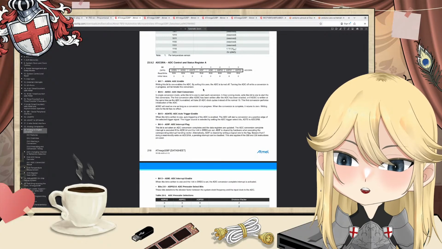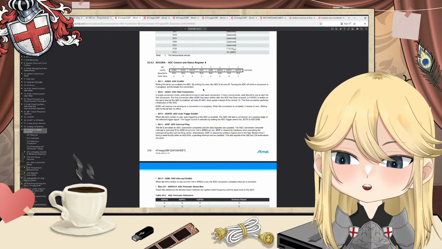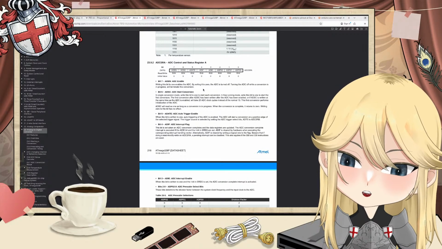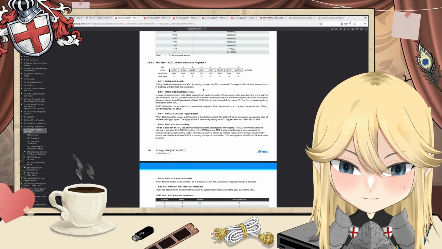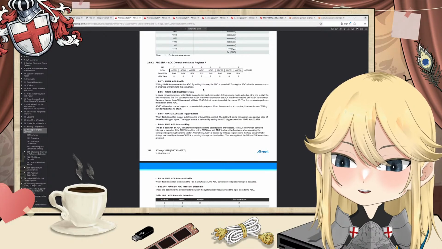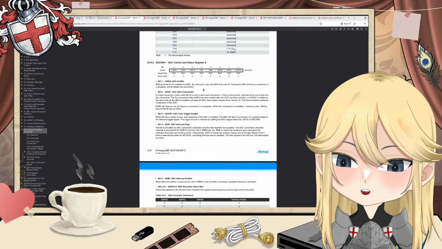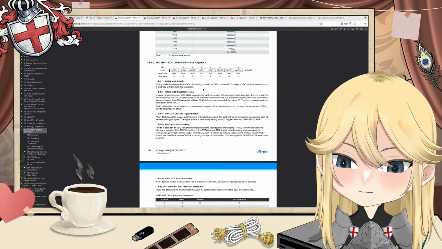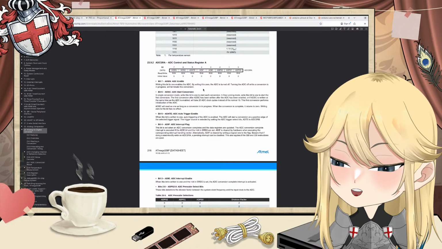So we have 1, auto trigger enable. When this bit is written to 1, auto triggering of the ADC is enabled. The ADC will start a conversion on a positive edge of the selected trigger signal. The trigger source is selected by setting the ADC trigger select bits. Is that just for external stuff, or is that also clock stuff?